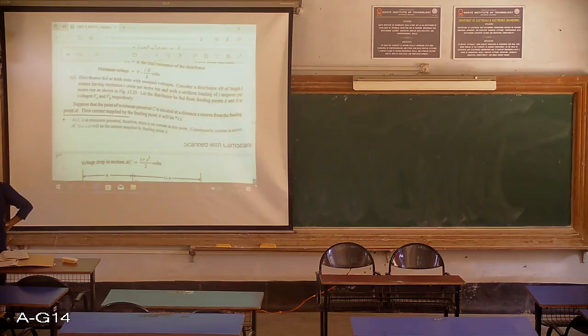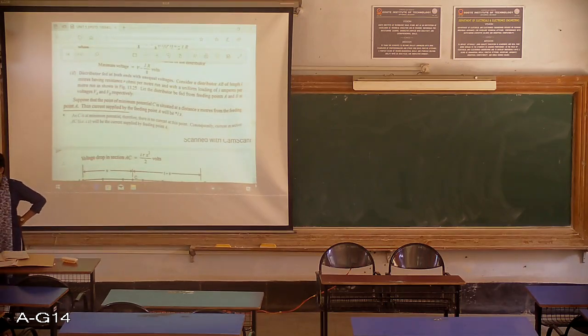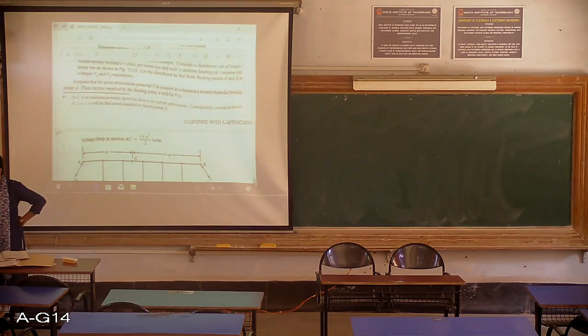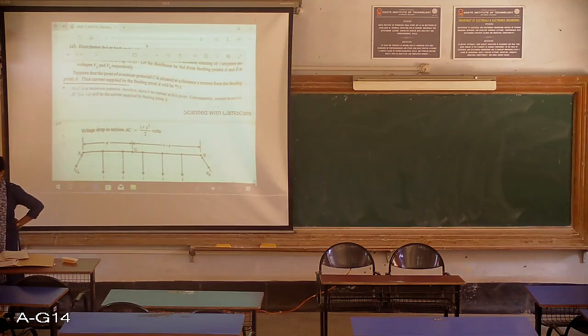Okay, but what is the difference now? Consider a distributor AB of length L meters, again having resistance R ohms per meter run. If the distributor is fed from feeding points A and B, the voltage drops we have indicated are VA and VB respectively. Suppose the point of minimum potential C is situated at a distance X from feeding point A.